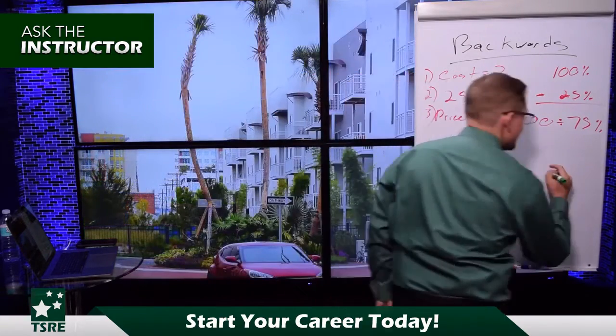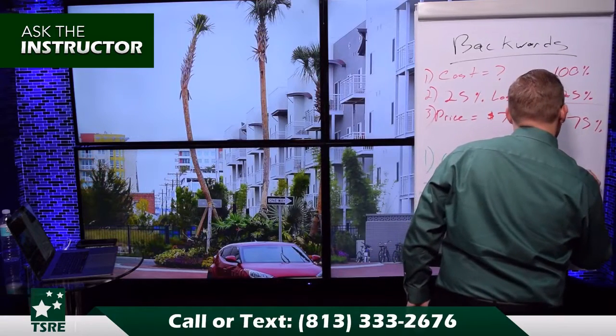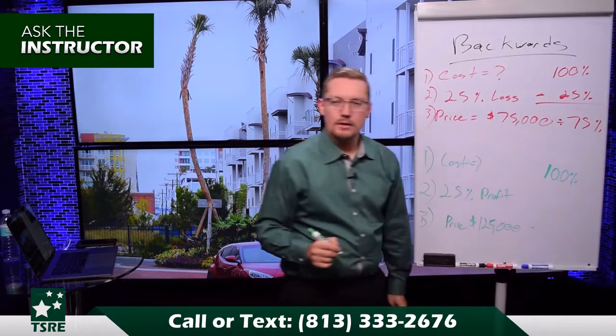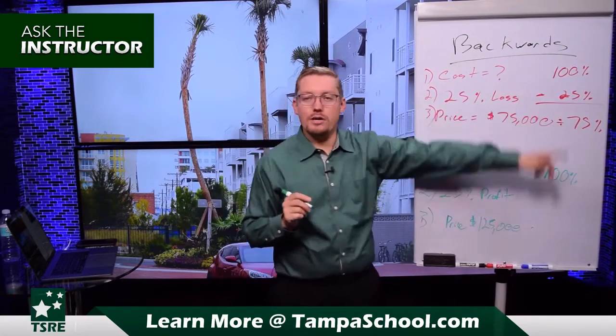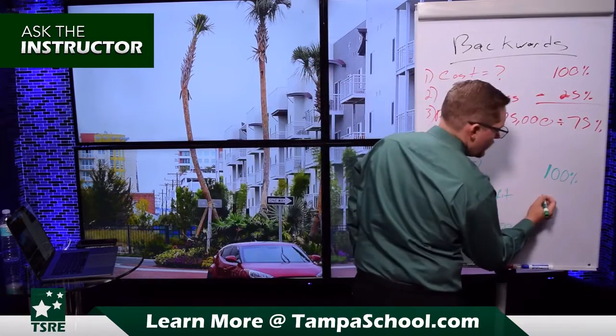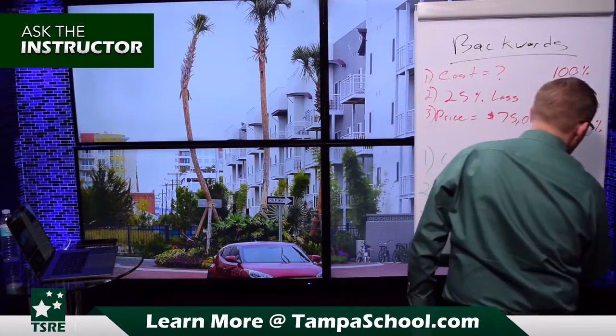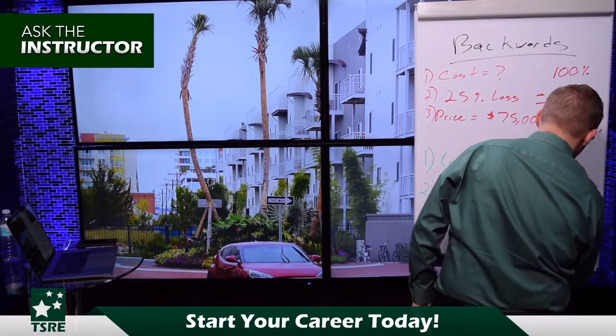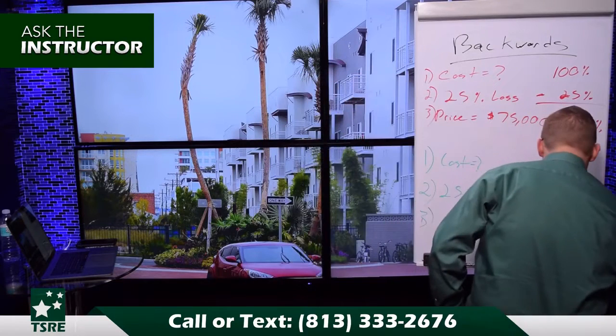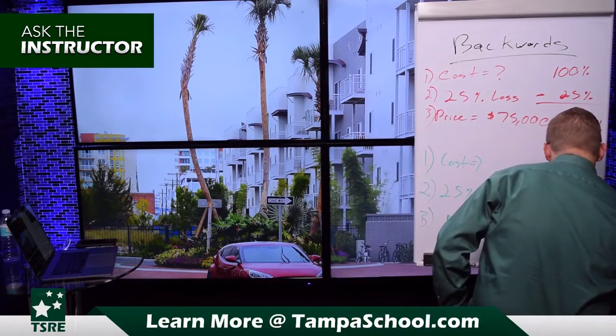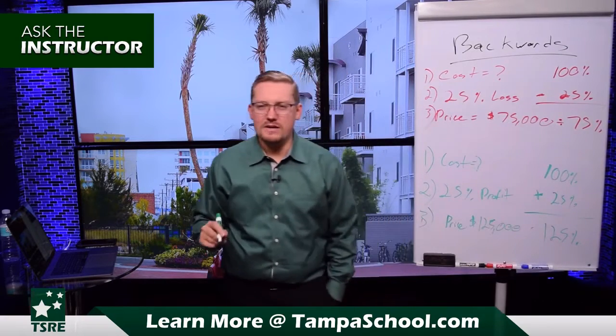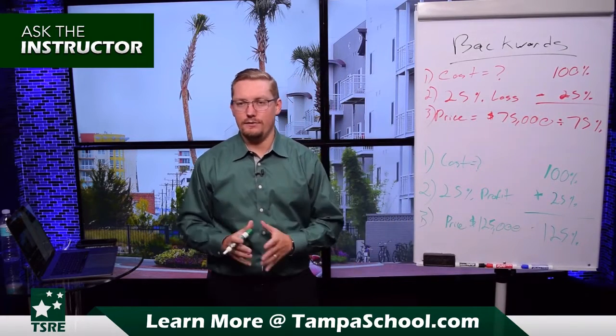Again, our initial investment is 100%. But now the difference here, up here we lost 25%. Here, we're not losing 25%, we're gaining 25%. So when we take our initial investment and we add on a 25% profit, that means the $125,000 is 125% of our initial investment. So this $125,000 is 125% of our initial investment.